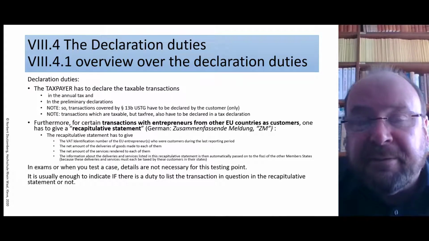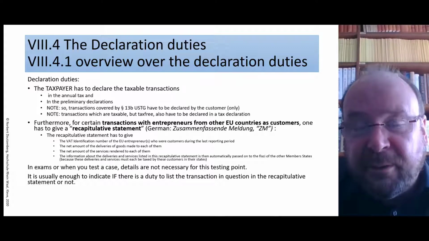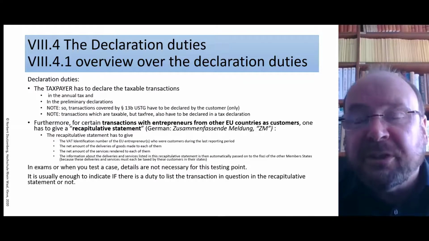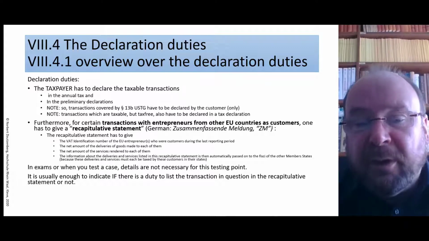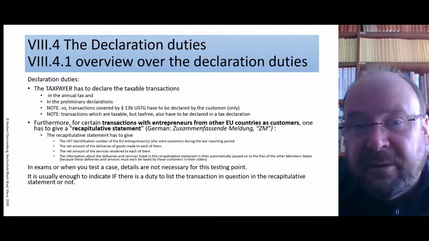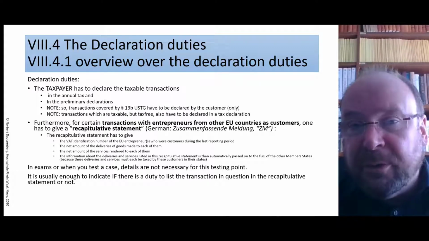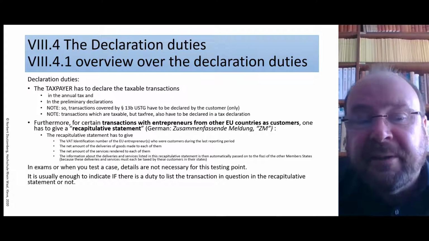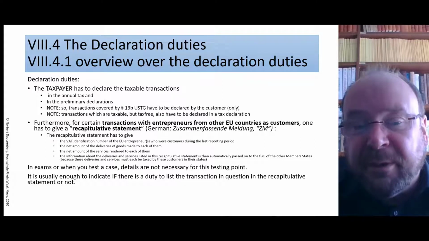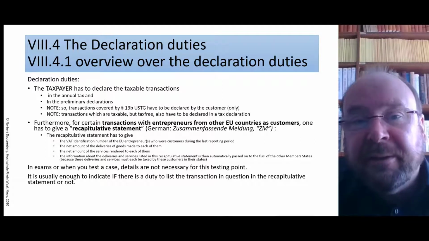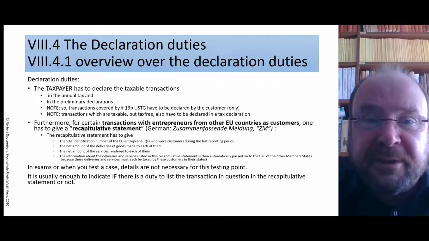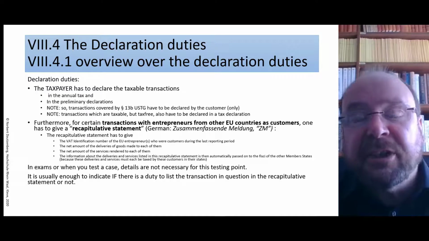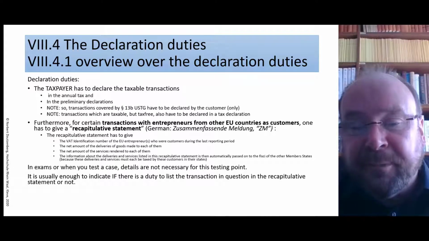And that is why the fiscal administration wants to get a good overview about which transactions you claim to be tax-free. Furthermore, we have to hand in from time to time, in addition to your regular tax declarations, that recapitulative statement where you list all the deliveries of goods which you made to entrepreneur customers with the VAT identification number from another EU state.